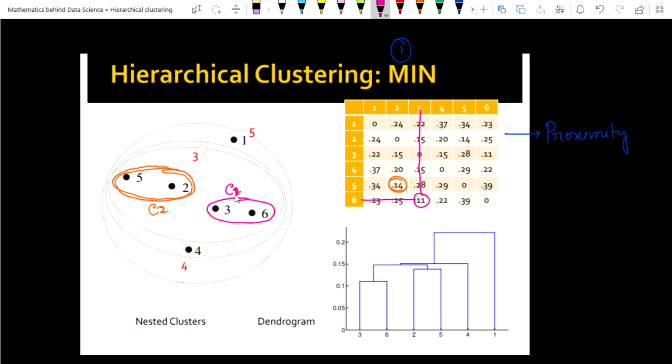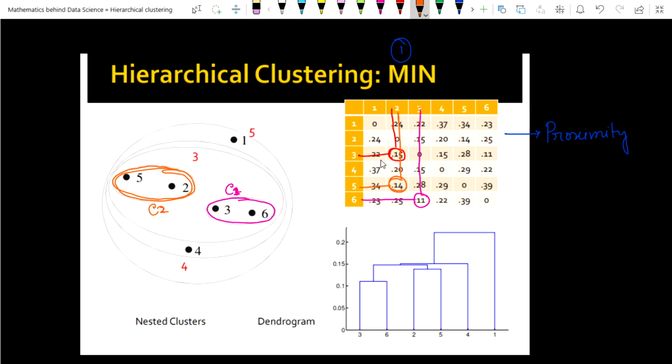Now let's see the next smallest value. The next smallest value is 0.15. 0.15 is for what? 3 and 2. Points 3 and 2 mean which points? The third point is this one. Now the main thing comes into the picture.